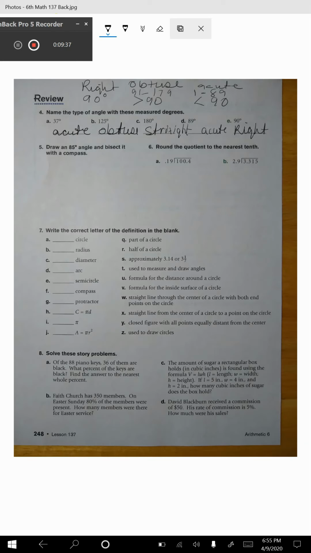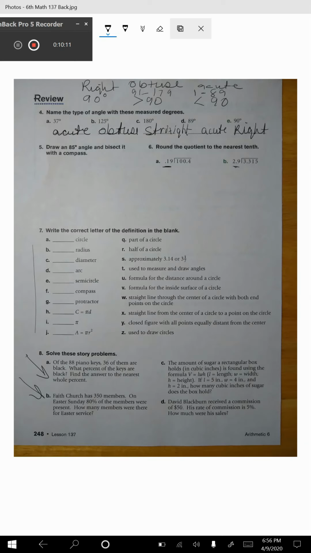Okay. Draw a 95-degree angle and bisect it with a compass. Let's see if you can do that on your own without me helping you. Don't forget to move these decimals over before you start dividing. This looks pretty easy. That looks pretty easy. That's really easy.